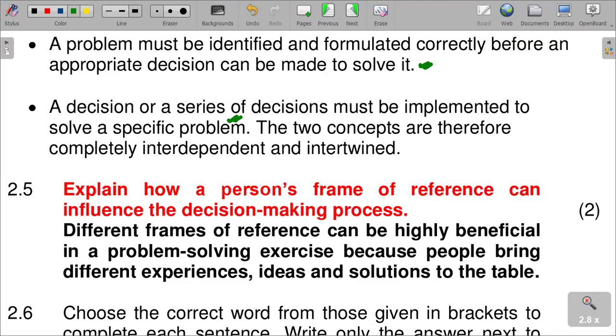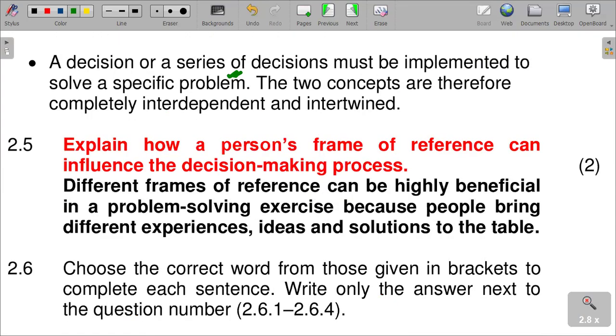The two components, therefore, are completely intertwined. Decision making and problem solving. We cannot separate the two. When you are making a decision, you are making a decision to solve a problem. So these cannot be separated. Hence, the examiner wants you to understand why we should not separate the two. How can we not distinguish the two? A series of decisions must be implemented to solve a specific problem. So therefore, we cannot separate decision making and problem solving.